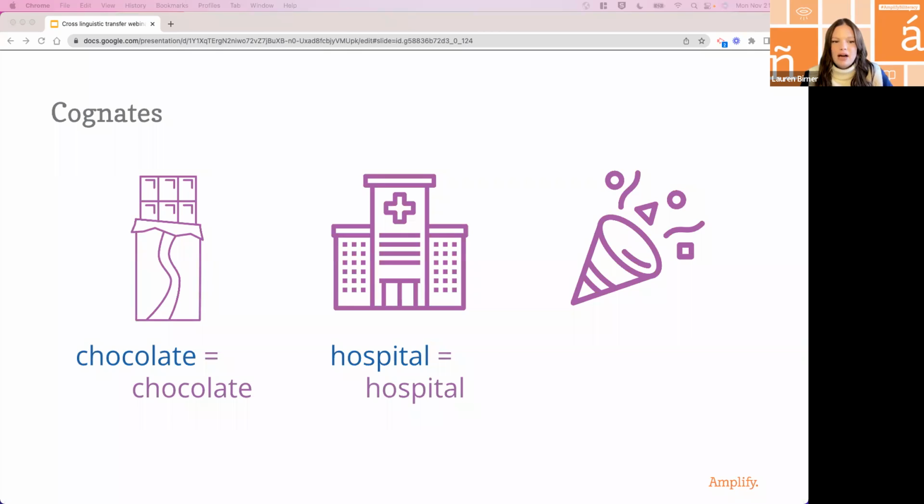Another example is hospital or hospital. Again, they are almost identical. They differ only in their pronunciation. And even more common than these pure cognates are words like celebration and celebración. So they are instantly recognizable, but we form that suffix, shun and sion, differently in English and Spanish. But the important thing for students to learn to recognize is that although they look different, that suffix has the same meaning in both languages.